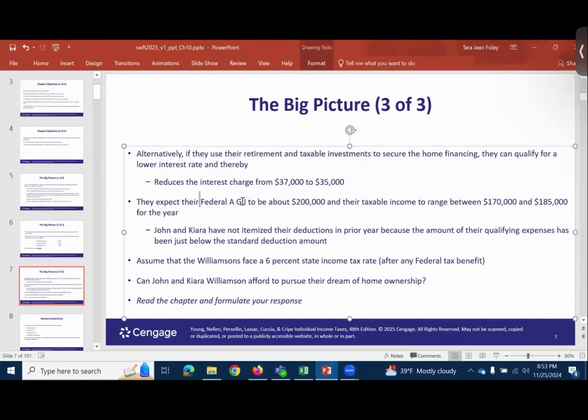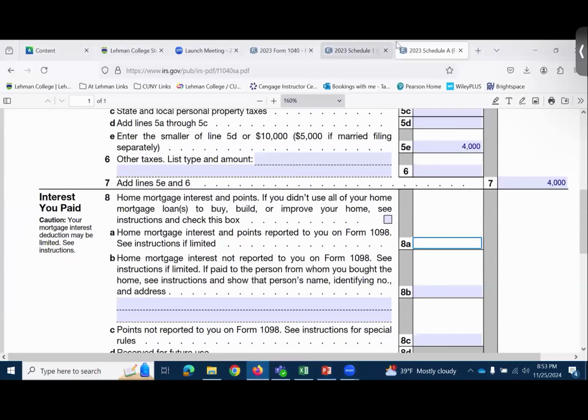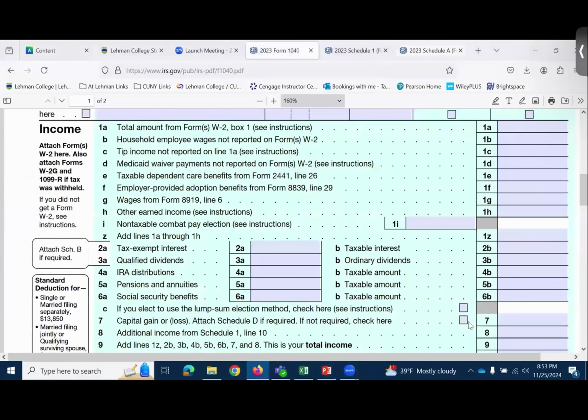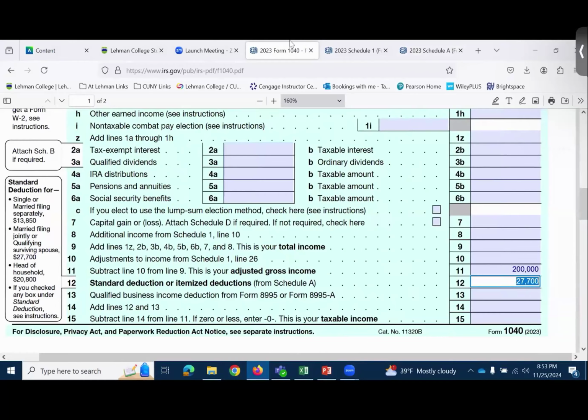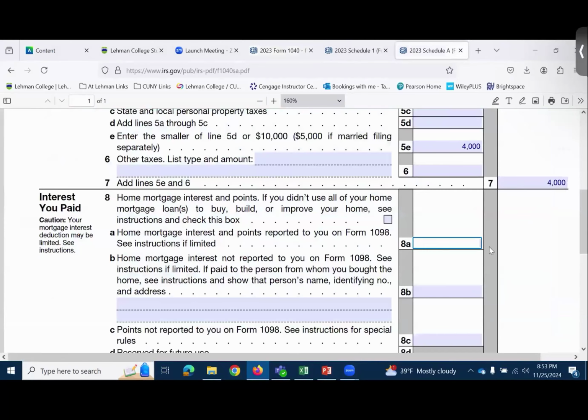They expect their AGI to be about $200,000. So on our page 1, let's just pretend that we have everything filled out, and they think it's going to be about $200,000. And they're married, so married filing jointly would be $27,700. So their standard deduction would be $27,700. So are they going to itemize? Will their Schedule A be more than if they got the standard?